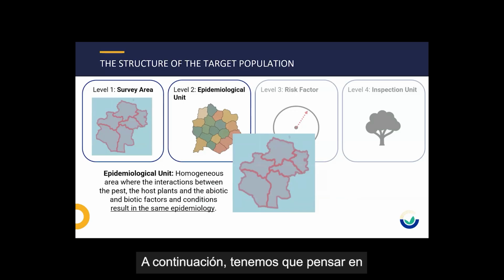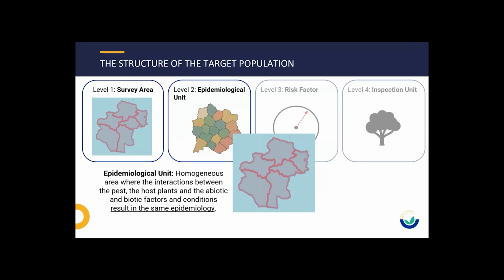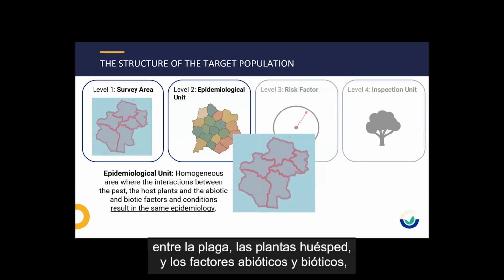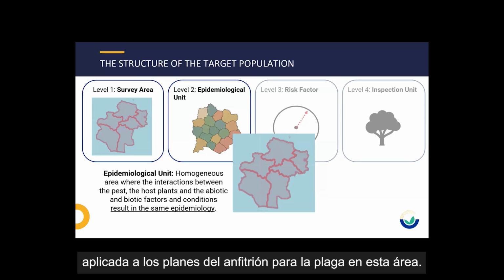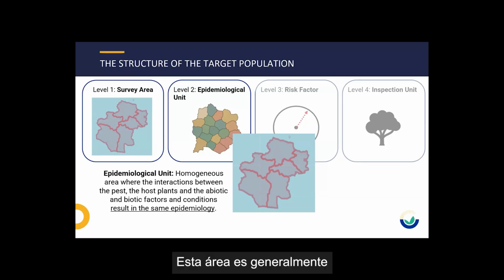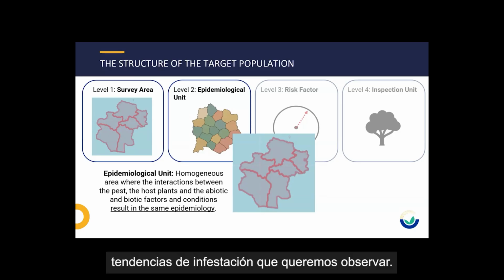The next one is to think about the epidemiological units that should be surveyed. The epidemiological unit is characterized in that we can assume it is homogeneous with regard to the interactions between the pest, the host plants, and the abiotic and biotic factors, but particularly also with regard to the management that is applied to the host plants or the pest in this area. So somehow this area is similar with regard to the infestation chance that we want to look for.